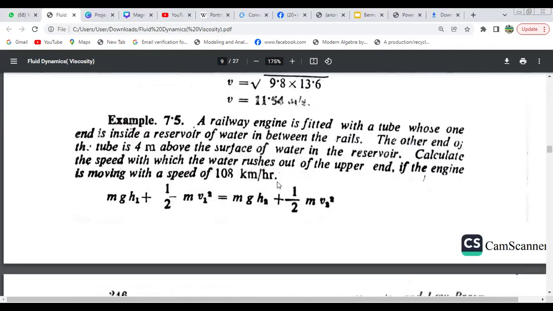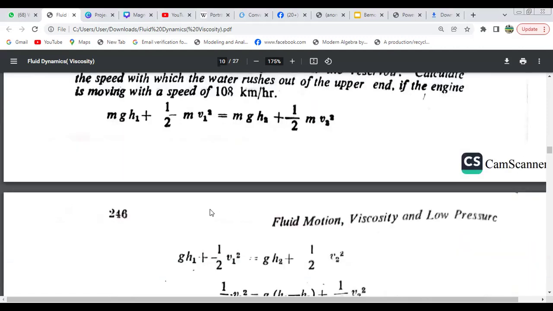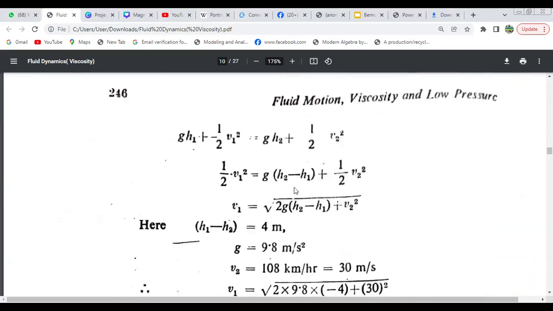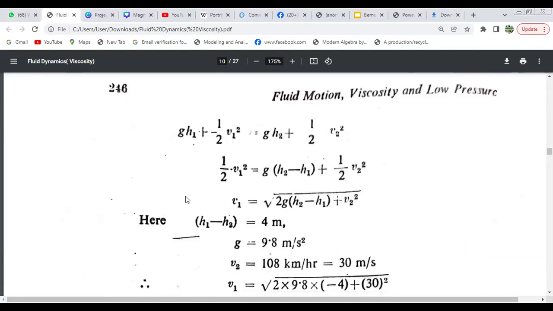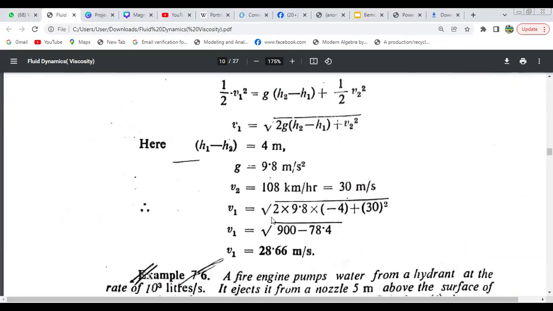Now, another application of Bernoulli's equation. A railway engine is fitted with a tube whose one end is inside a reservoir of water in between the rails. The other end of the tube is 4 meter above the surface of the water in the reservoir. Calculate the speed with which water rushes out of the upper end if the engine is moving with the speed of 108 km per hour. This is the total energy before and this is the total energy after. It's just potential and kinetic energy. Pressure is absent here. So v1 equals this and h1 minus h2 equals 4 meter. These are the given values.